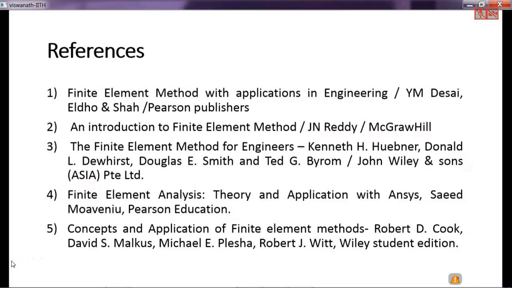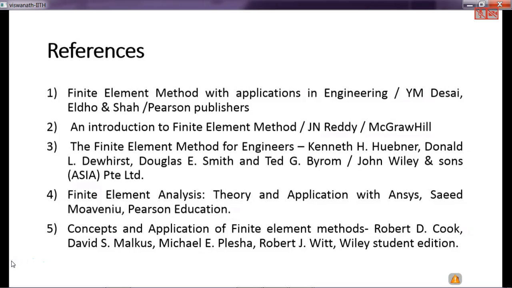Out of all these, I would recommend the fifth book. This is my personal choice and I have added it. This is Concepts and Applications of Finite Element Analysis by Robert Cook, David Malkus, Michael Plesha, and Robert Witt. There is a Wiley student edition, and it would cost around 500 rupees. This is a standard book which I would generally suggest for BTech as well as MTech students, and over the years several faculty have also recommended it. Even other books are advisable, but I would love the fifth book. This is my personal choice.